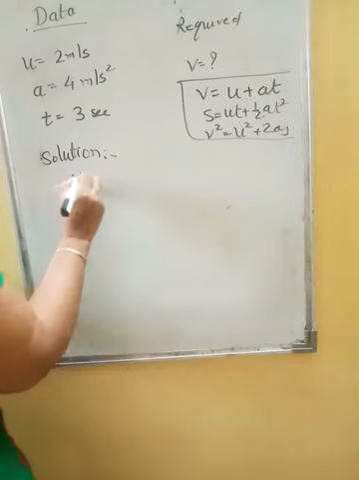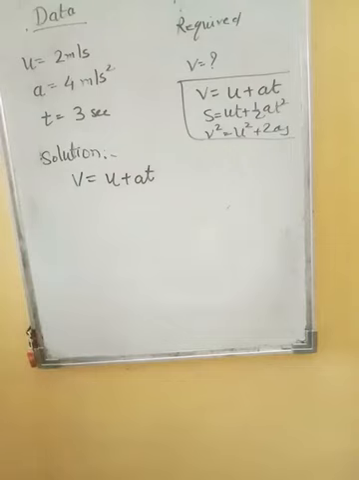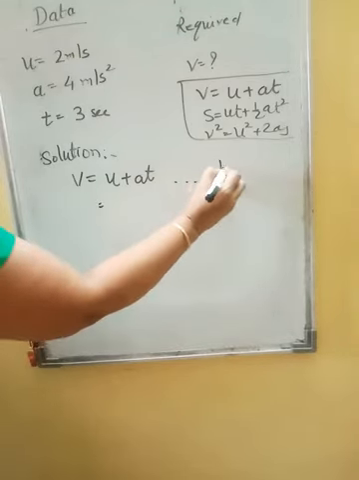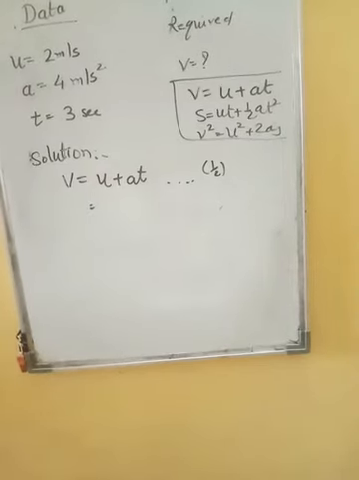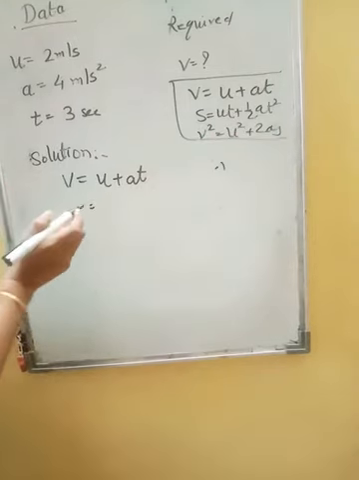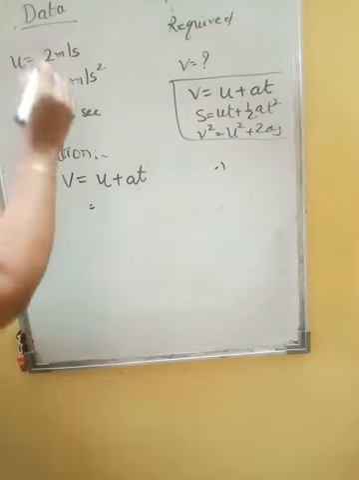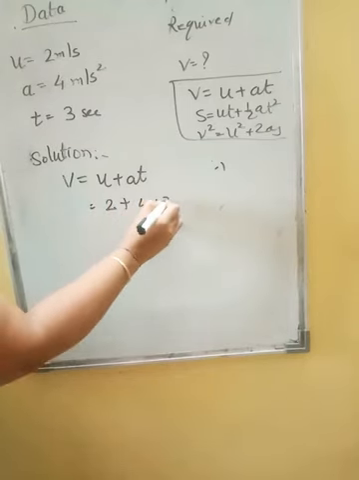So first always write down the formula. V is equal to U plus AT. Once you write the formula, then the next step is to substitute. This contains half marks. Okay, I am giving the bifurcation of marks as we are doing it for the first time. So don't write half here, it is for your information. Then write down the substitution part. So substitute 2 plus 4 into 3.